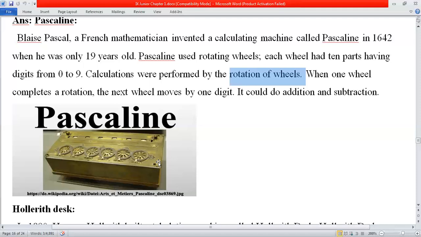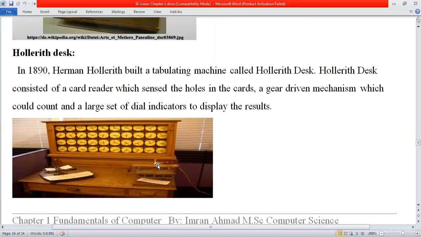Next is the Hollerith desk. Watch over here. This device looks like a desk, like the one present in your class, and it is an electrical desk because the cable is going there. In 1890, nearly 130 years ago, Herman Hollerith built a tabulating machine. So this was the Hollerith desk.